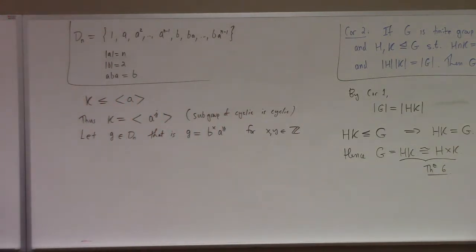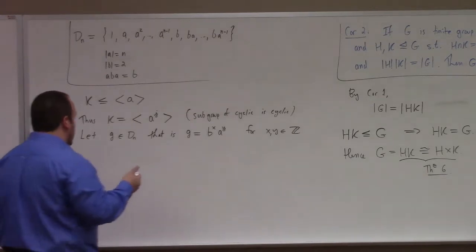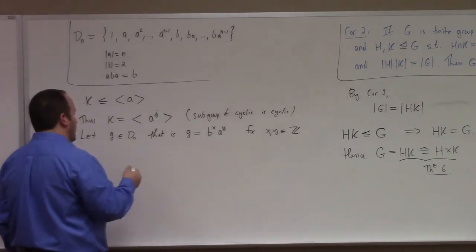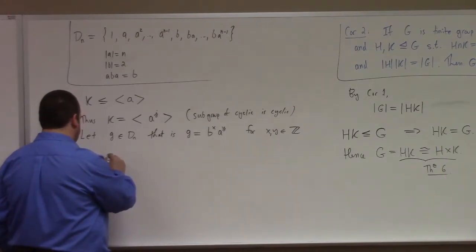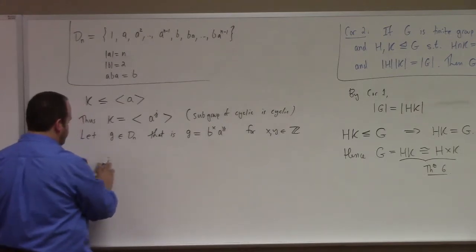I mean, we could take X between 0 and 1, and we could take Y ranging in the numbers from 0 to n minus 1. That would suffice, but certainly this also covers all our bases. So if I look at G, let's see here.